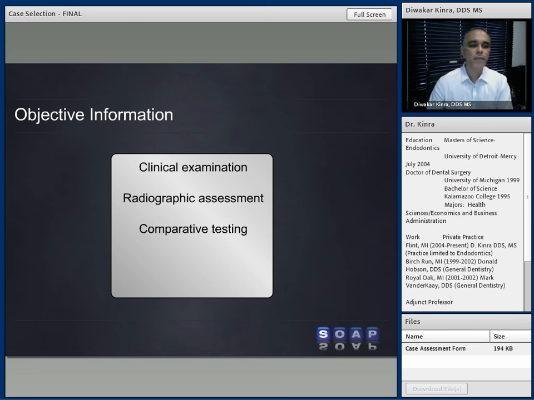And now, once I've got their side of the story, it's time to come up with my own side of the story. And so here I'm looking at 3 things: a clinical examination, a radiographic assessment, and then some comparative testing.